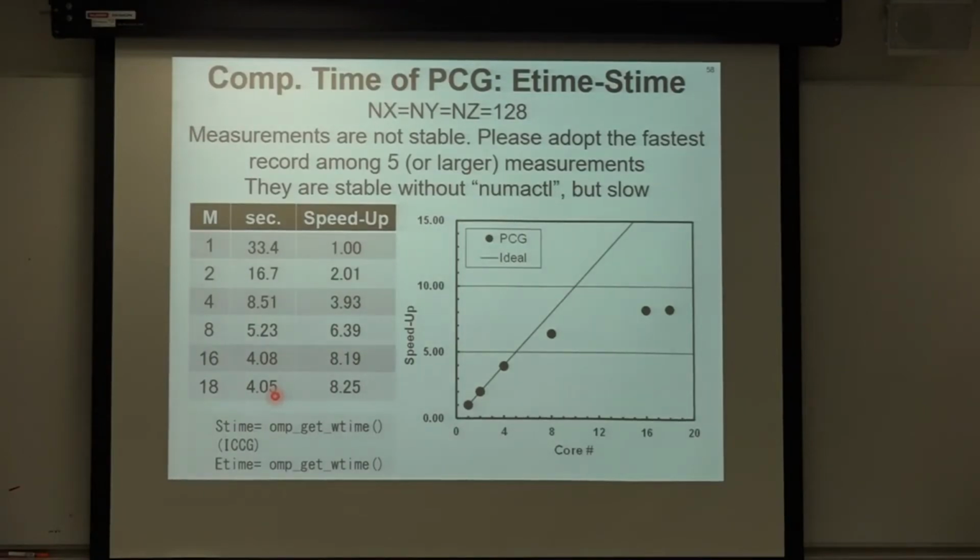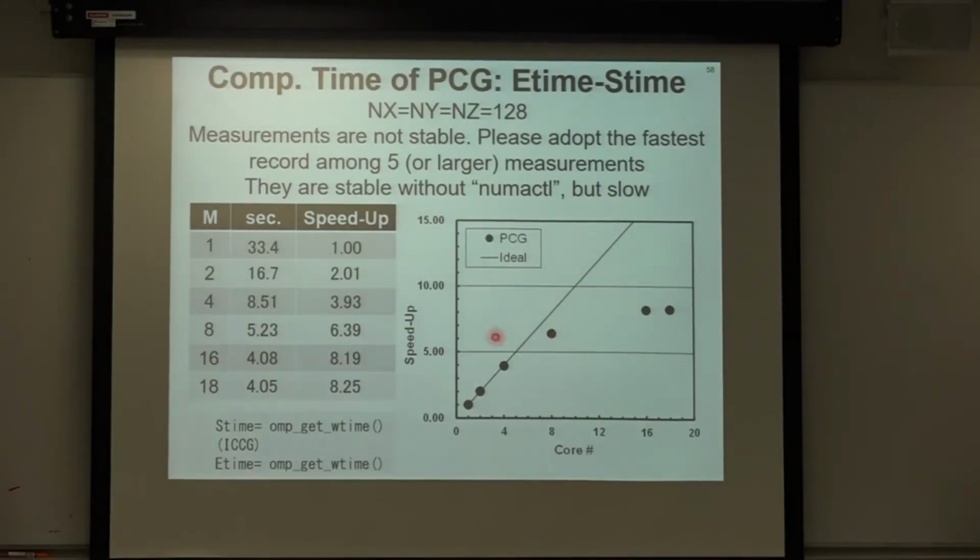But unfortunately, as you can see, this is just 8 times something. This is the speedup ratio from a single core to 18 cores. This solid line shows the ideal speedup. That means if we have 8 threads, the ideal speedup is 8, and likewise the ideal speedup for 16 or 18 threads.